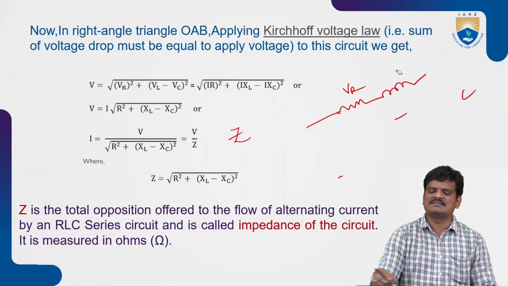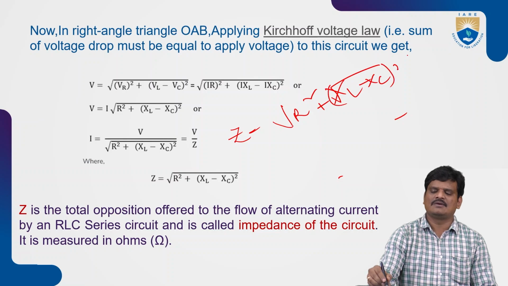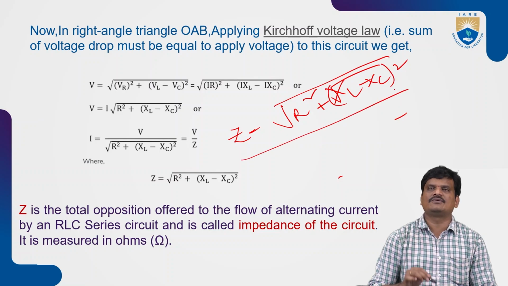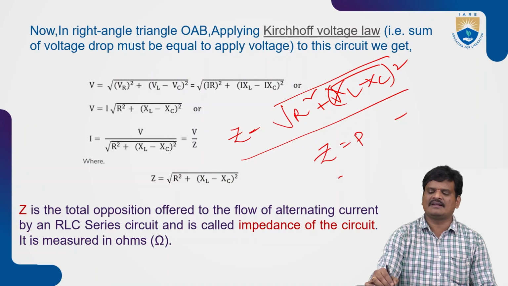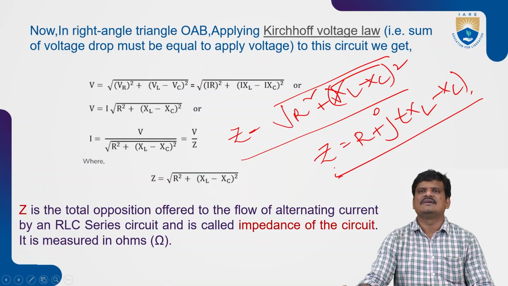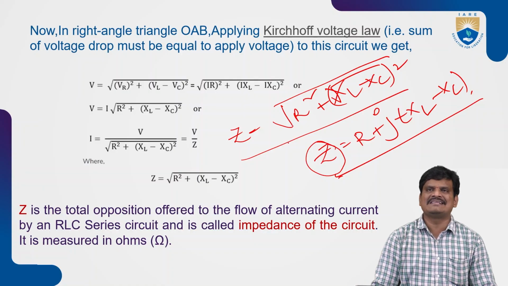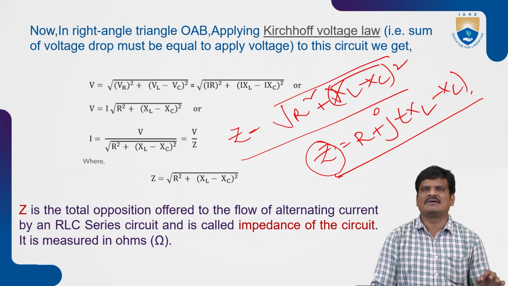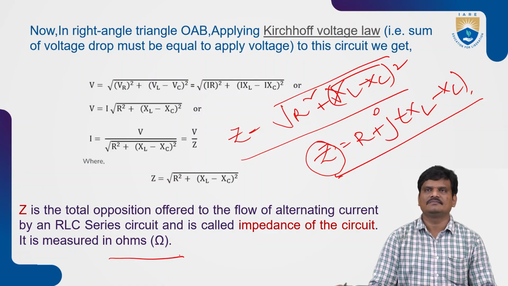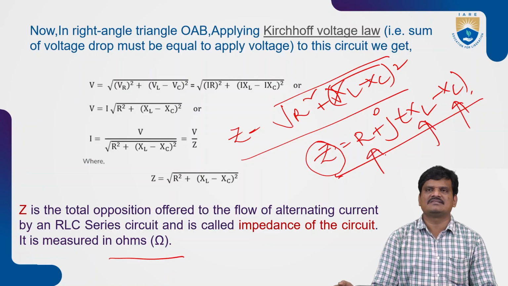Impedance is represented as Z equal to the square root of R squared plus (XL minus XC) whole squared. This is nothing but the magnitude of the impedance. If I want to calculate the impedance directly, I can write it as R plus j into (XL minus XC), where Z is the total impedance offered by this series RLC circuit, and the unit for impedance in general is ohms. XL is the inductive reactance, XC is the capacitive reactance, and R is the resistance offered by this circuit.